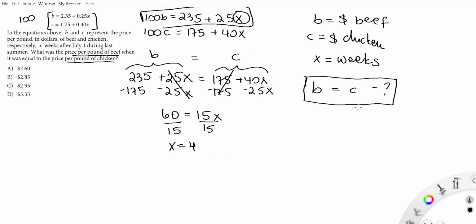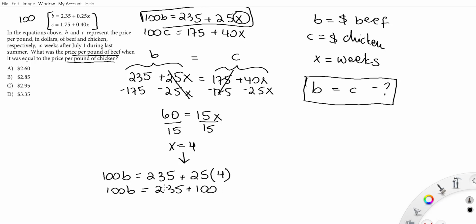Now I'm just going to take this, plug it into my original equation, because they are asking me to find B when it's equal to C. So I'm going to use this one. I'm going to say that 100B is equal to 235 plus 25 times 4. 100B is equal to 235 plus 100. 235 plus 100 is 335. Divide by 100 on both sides. B is equal to 3.35.